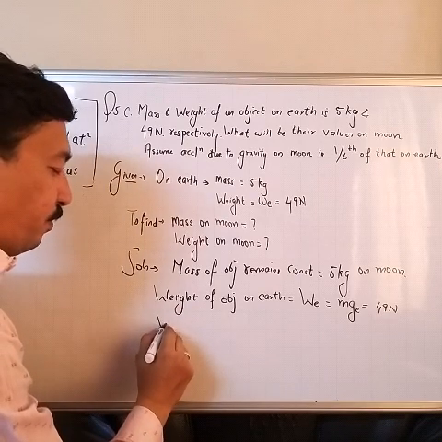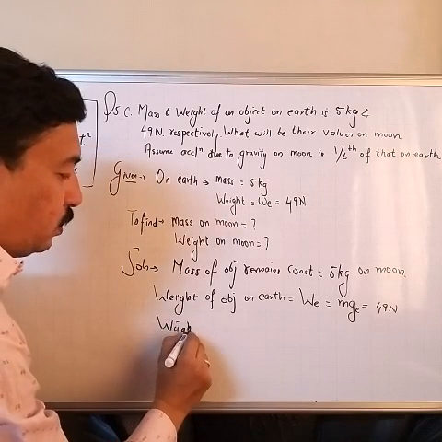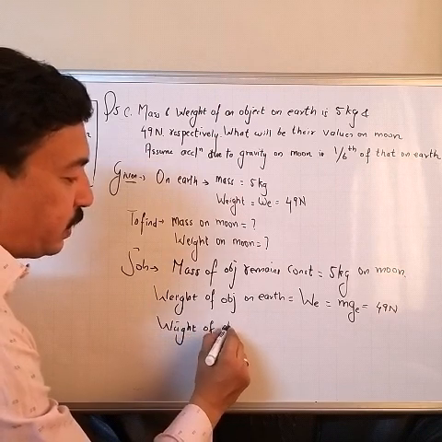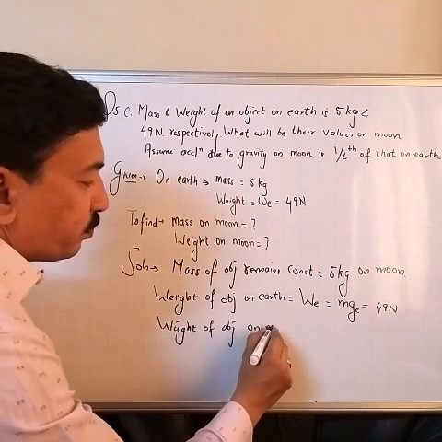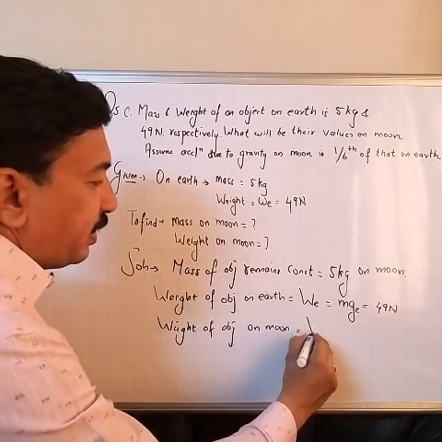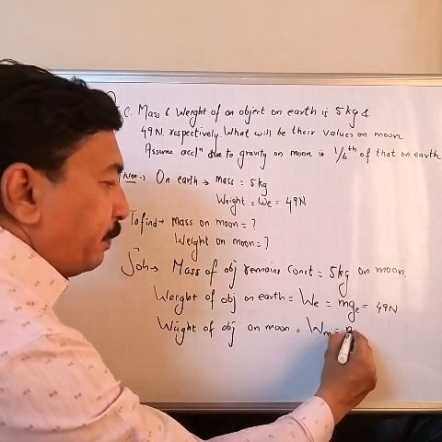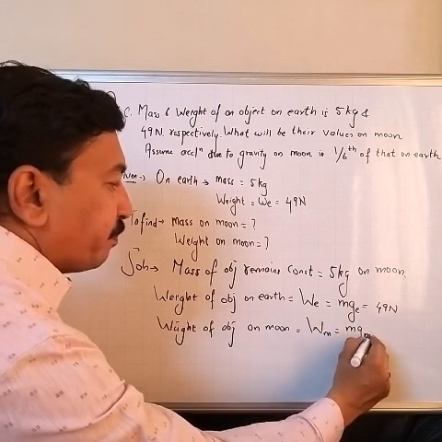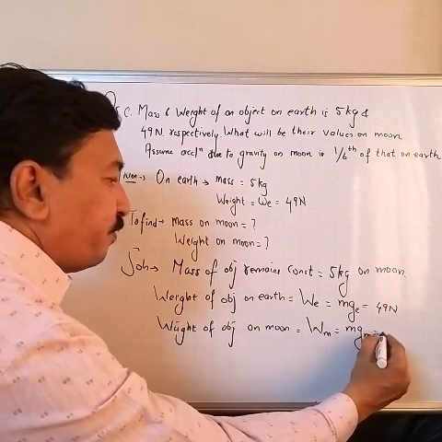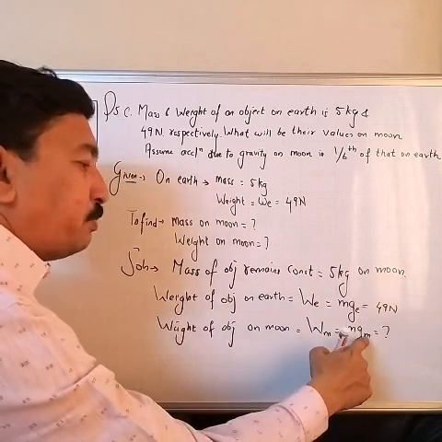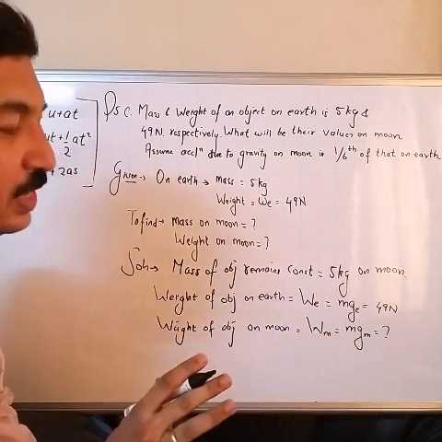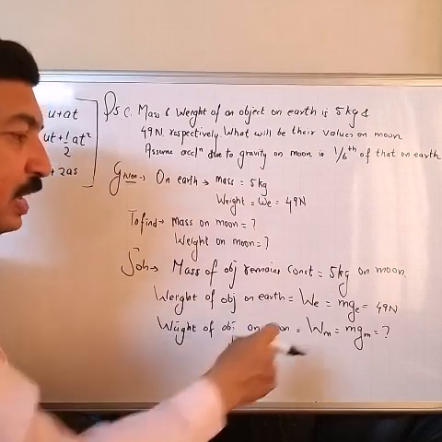Similarly, weight of object on moon will be WM, which will be M into GM, which we don't know. Now GM stands for acceleration due to gravity on the moon. Is it clear? I've written two formulas.